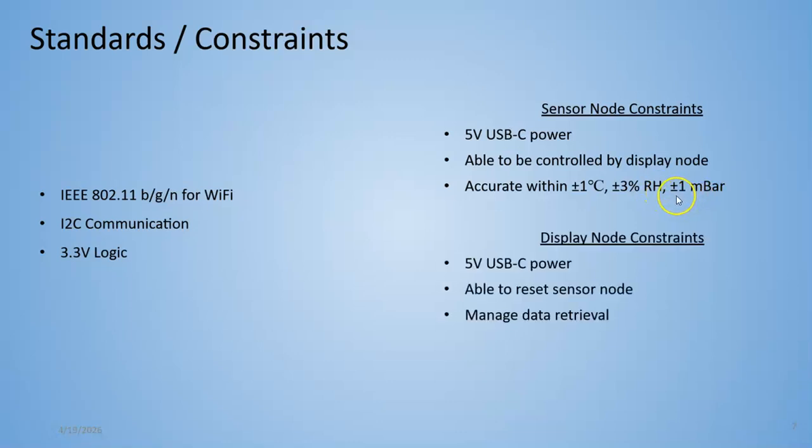The display node uses 5-volt USB-C power because both of these use the same microcontroller which powers the circuits. The display node also needs to be able to reset the sensor node remotely. And this is important. Again, I'll talk about this more later. And it also needs to be able to manage data retrieval.